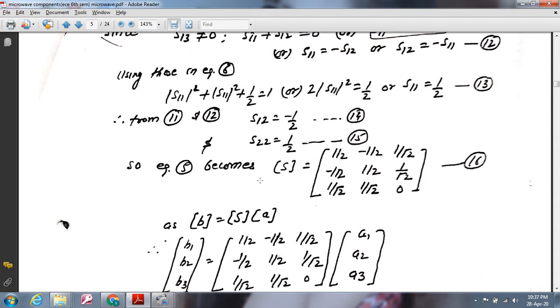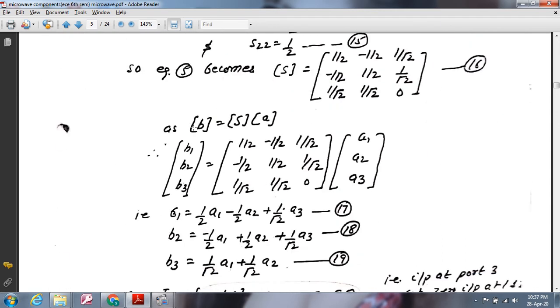Now as we have seen earlier, our output equation, output matrix B, equals the multiplication of scattering matrix S and the input matrix A. So here, because we have a 3-port junction, that is H port, correspondingly we have 3 elements in the output column matrix, that are B1, B2, B3.